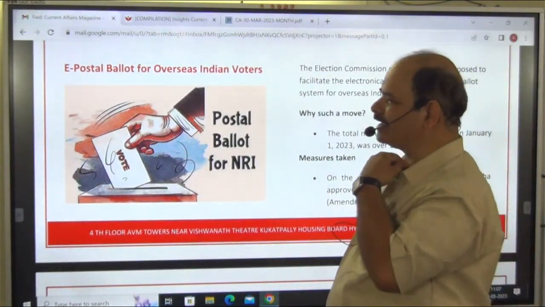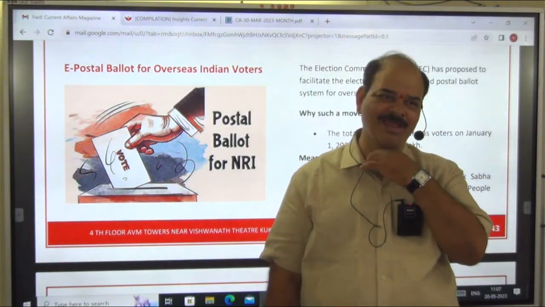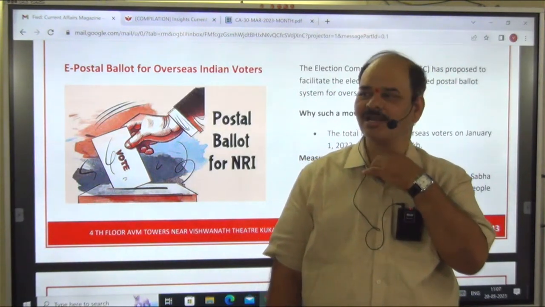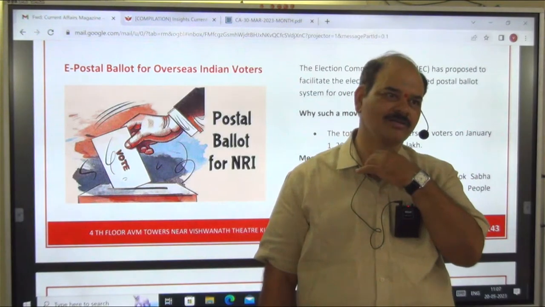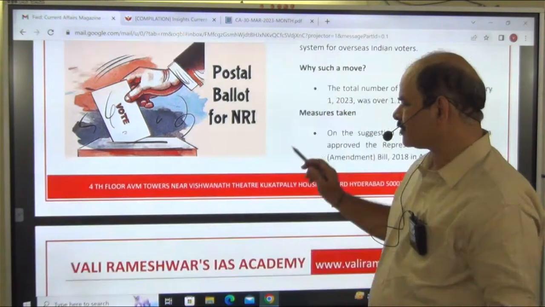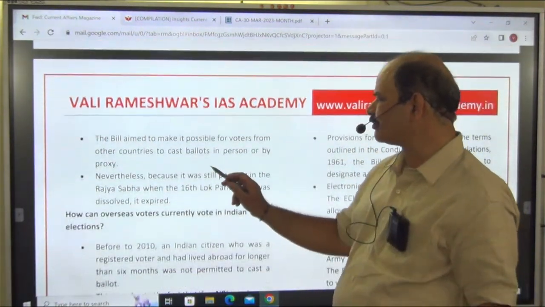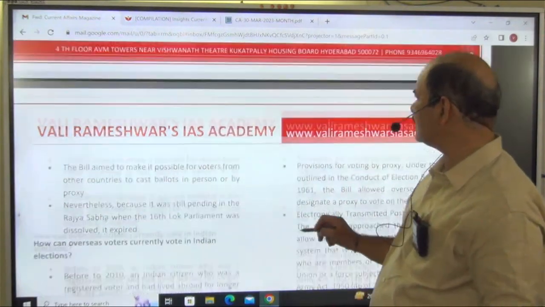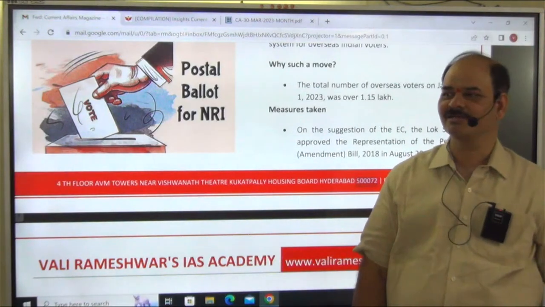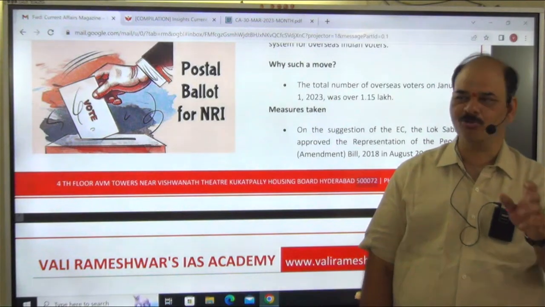E-postal ballot for overseas Indian voters. So actually, with the help of email, they can cast their vote, because more than 1 lakh people are staying outside. It may be more and more also. Now, the bill aimed to make it possible for voters from other countries to cast ballots in person or by proxy. This was in the bill of 2018. Proxy means a person can appoint another person to cast his vote.